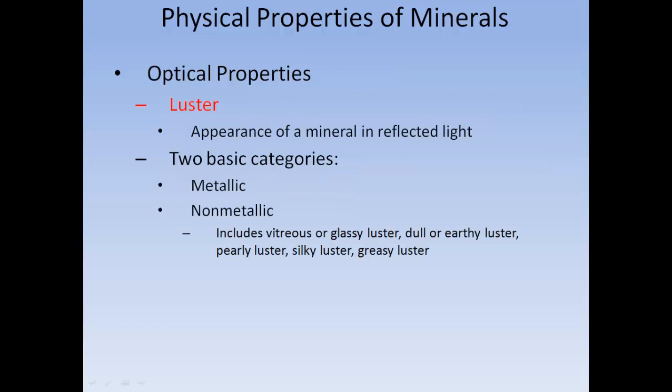One is luster. It's the appearance of a mineral in reflected light, or how that mineral reflects light. If it reflects it in a very shiny, metal-like way, it's metallic luster. If it shines in a non-metallic way, it might be vitreous or glassy, if it's reflecting like a piece of glass would, or dull or earthy, if it's not very shiny at all. It can be pearly luster, reflects light like a pearl would. Silky luster, it looks kind of silky, or it might be greasy, like how grease might reflect light.